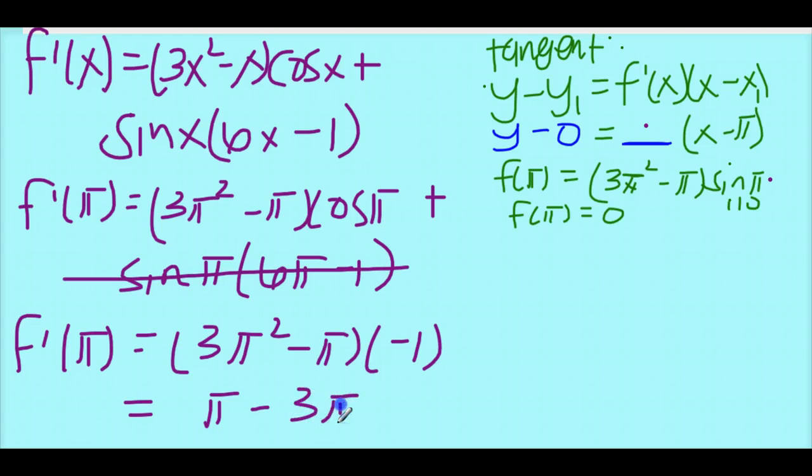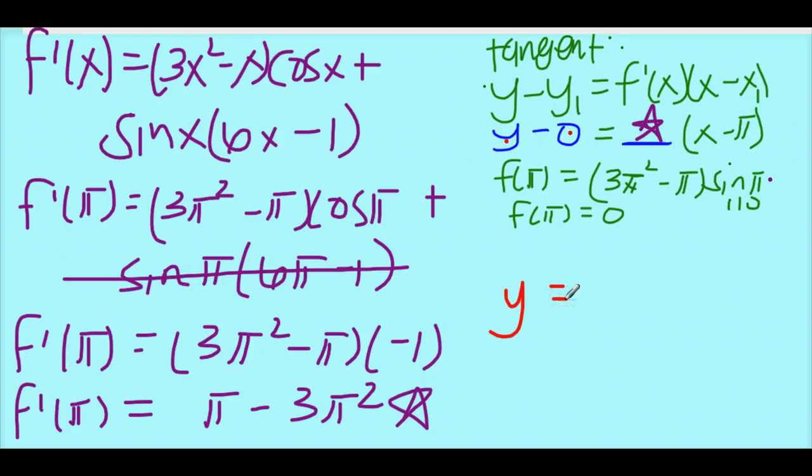Since I found f prime of pi, where can I plug this into? Good. This can be plugged into here, and if I were to simplify this, I would get y minus 0, which is y, equal to this answer right here, pi minus 3 pi squared, close parentheses, times x minus pi. Good. So this is our tangent line.